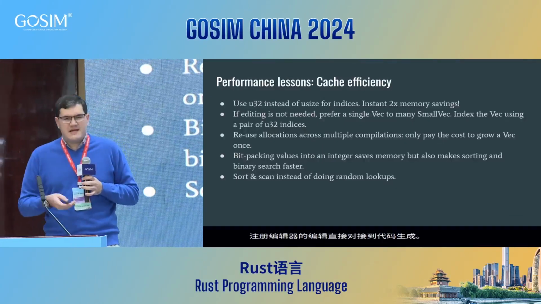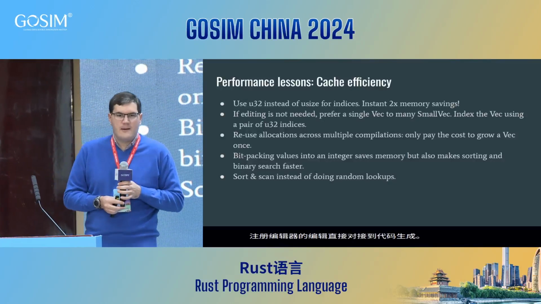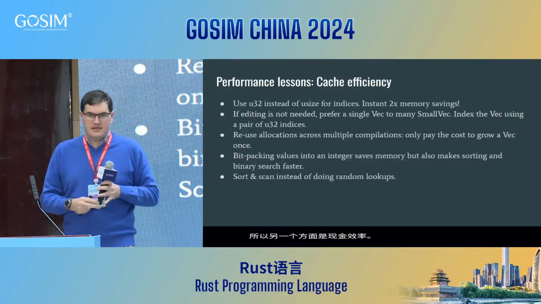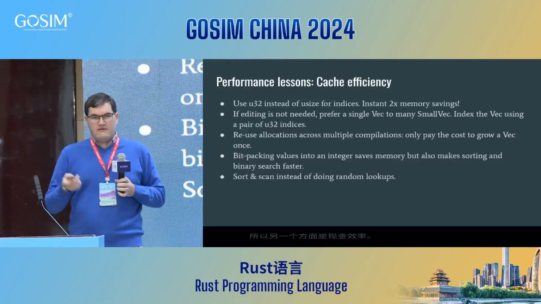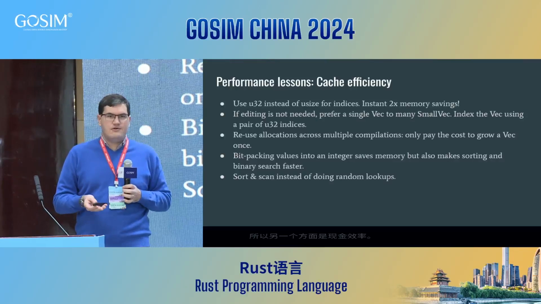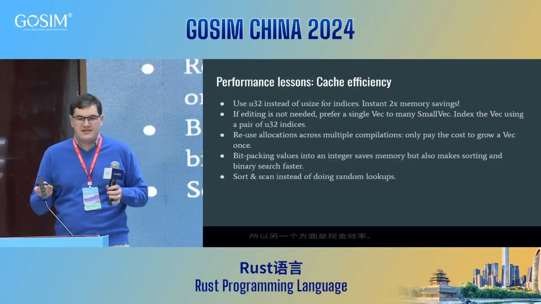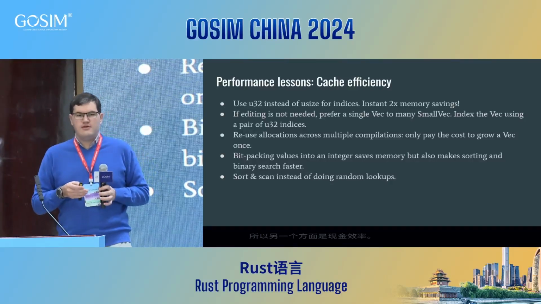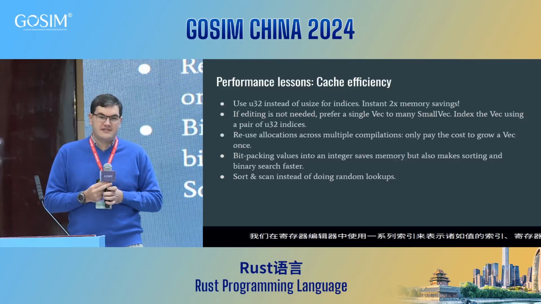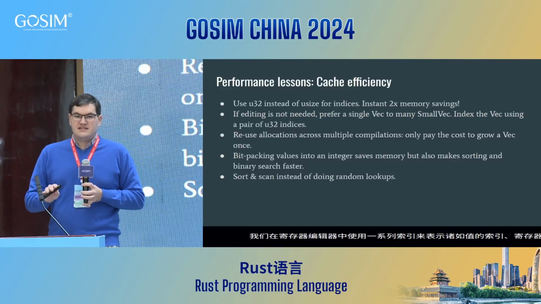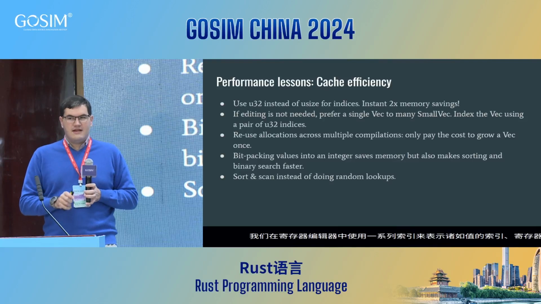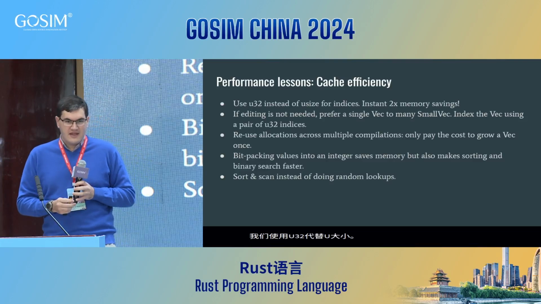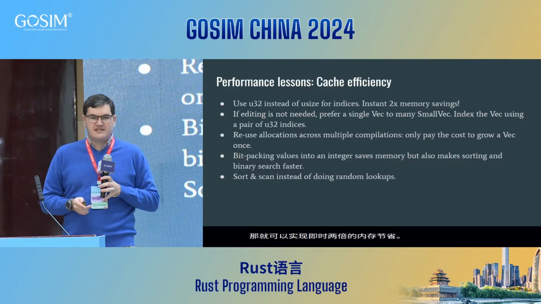So another aspect is cache efficiency. We use a bunch of indices in the register allocator to indicate things like the index of a value, the index of a register, the index of an instruction, etc. And for those, we use a U32 instead of a usize. That's an instant 2x memory saving. We instantly have two times more CPU cache use. This is huge. These indices are used a lot in the allocator.